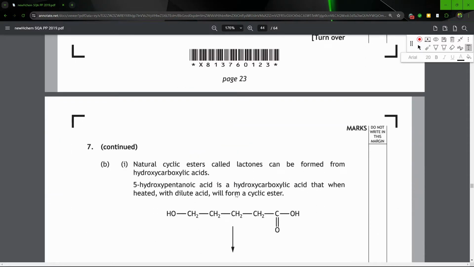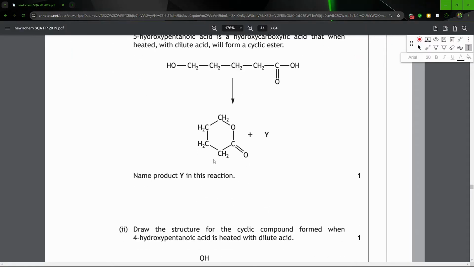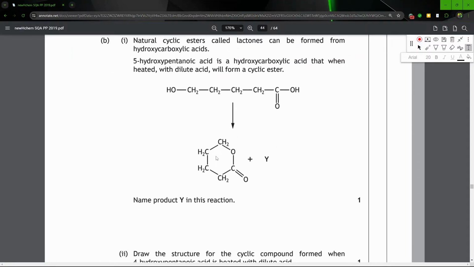So natural cyclic esters called lactones can be formed from hydroxycarboxylic acids. 5-hydroxypentanoic acid, oh my god, these names, is a hydroxycarboxylic acid. When heated with dilute acid it will form a cyclic ester. Oh, I hate chemistry, mate. This is horrific. So name product Y in this reaction.